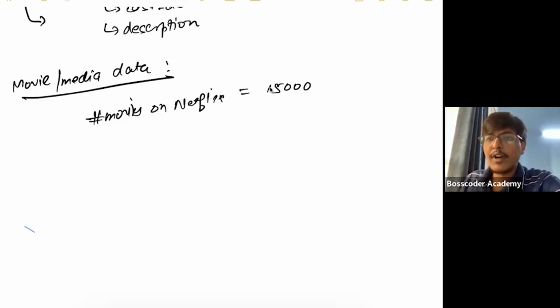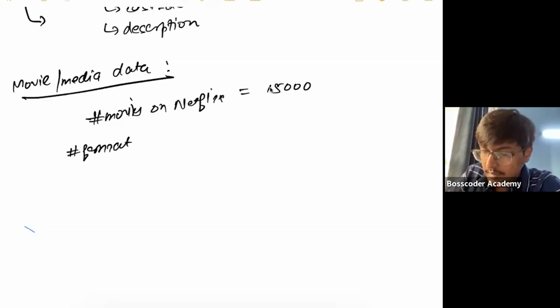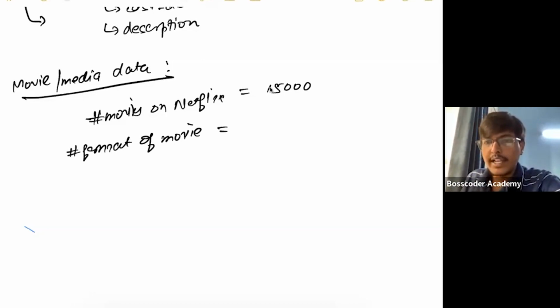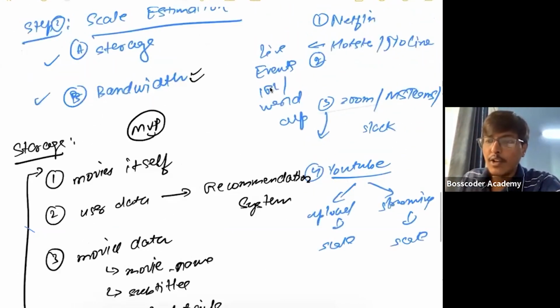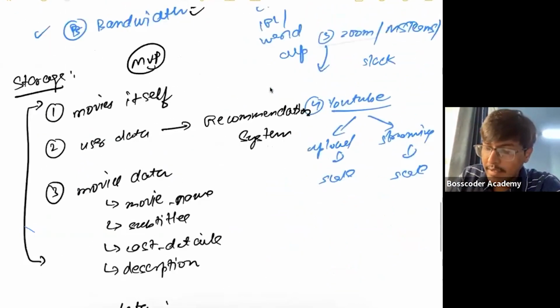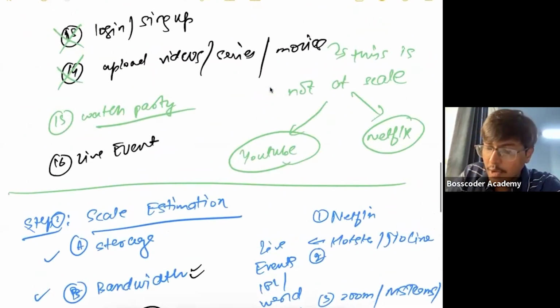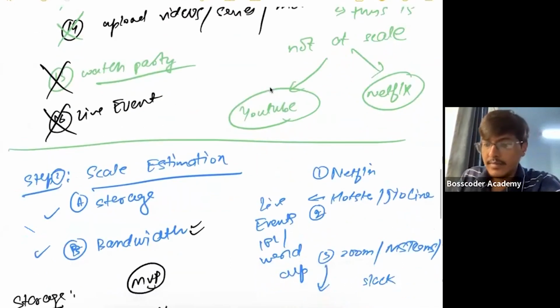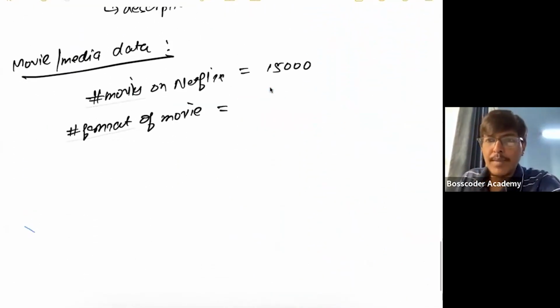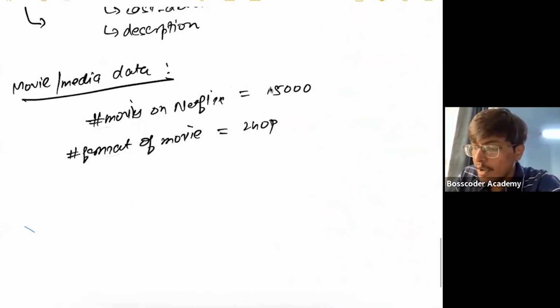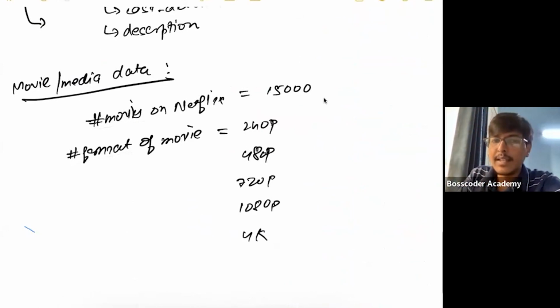Okay. Now, what do you think? Are movies stored in just one format, or are movies stored in different formats? Movies will be stored in different formats, right? Again, live events we are not building. There might be live events on Netflix, but we are not building them right now. So the format of a movie can be 240p, 480p, 720p, 1080p, or 4K. Multiple dimensions can be there.